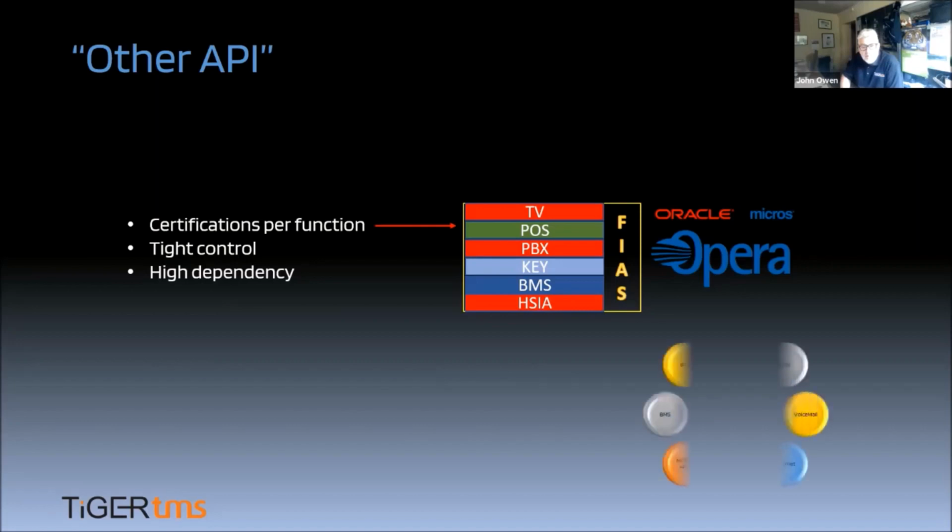Now, this tends to confirm and reinforce the PMS-centric view of the world, which has been around since the late 70s, whereby every single application you connect into the Opera PMS needs its own interface type.